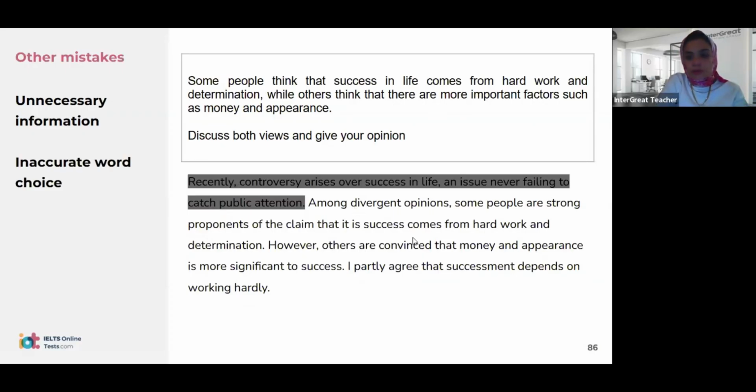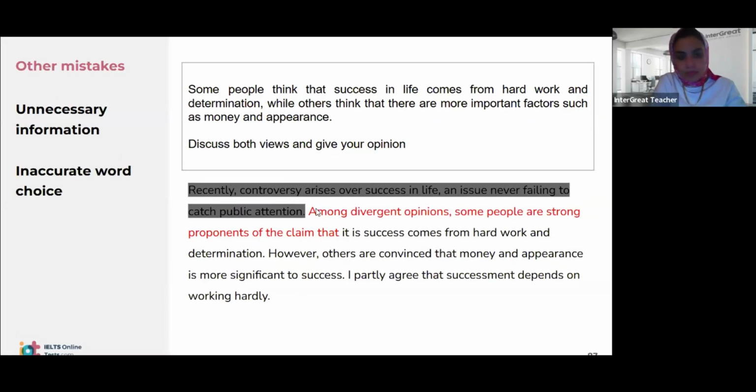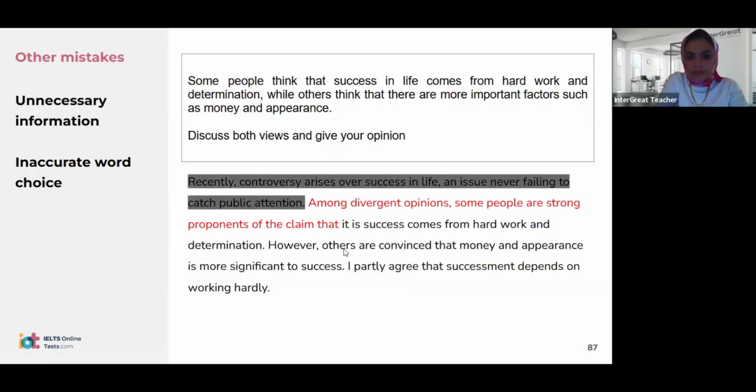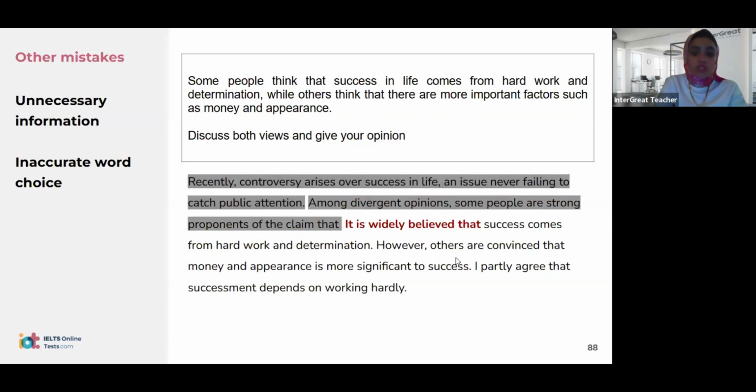Inaccurate word choice. There's inaccurate word choice here. Let's have a look. What do you think the problem is in this sentence? Okay. "Among divergent opinions." Can you suggest why you think this is wrong? What could be used instead? "Some people are strong proponent." Okay, let's see. It is success. This is the problem. "It is success that comes from hard work and determination." It's widely believed, I mean, this would be better. It's not wrong, but it's better to say it's widely believed that success comes from hard work and determination, according to these people, according to the first point of view. However, others are convinced that money and appearance are more significant to success.